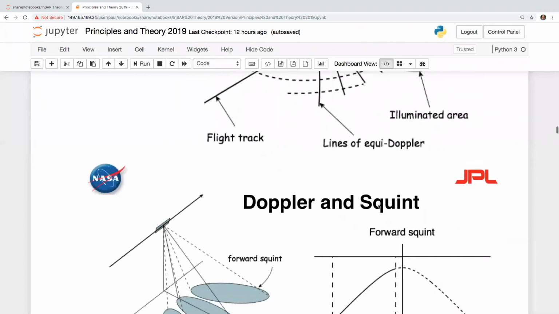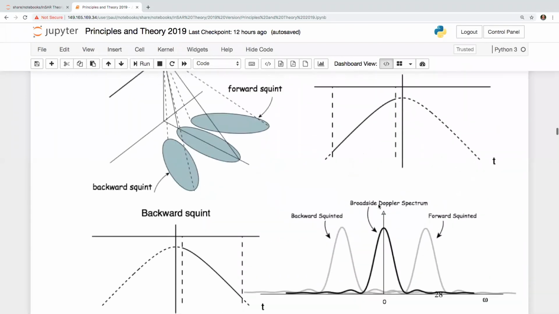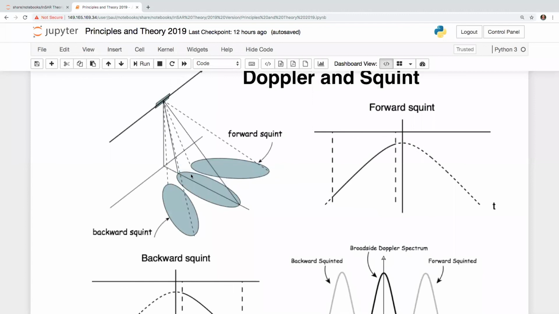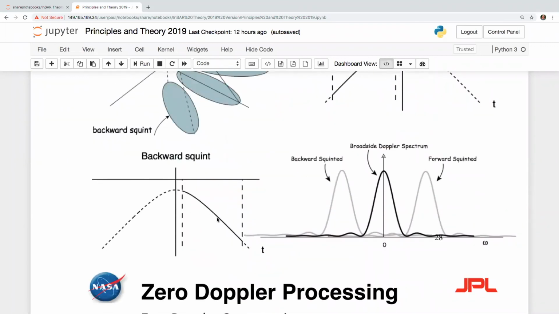But sometimes systems are squinted forward or back. This is our broadside case. If the antenna happens to be pointed forward, then we call it forward squint, and backward squint. This is the phase trajectory of a point going through the time history here. So if we're forward squinted, we're looking at one piece of a target's phase history or Doppler history. And if we're backward squinted, we're looking at a different piece.